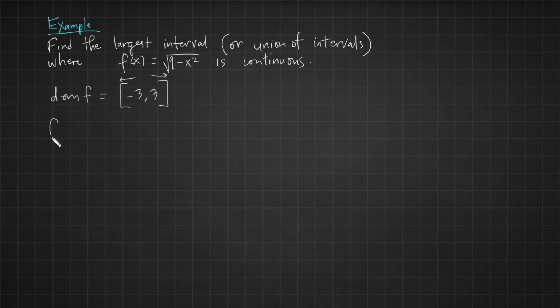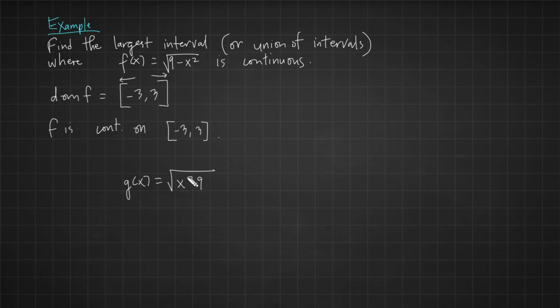Okay. So f is continuous on the interval from negative 3 to 3. Now, let's have another function. It's similar to f. Pagbabaliktarin ko lang yung x squared tsaka 9. Let's find the largest interval on which this function is continuous.